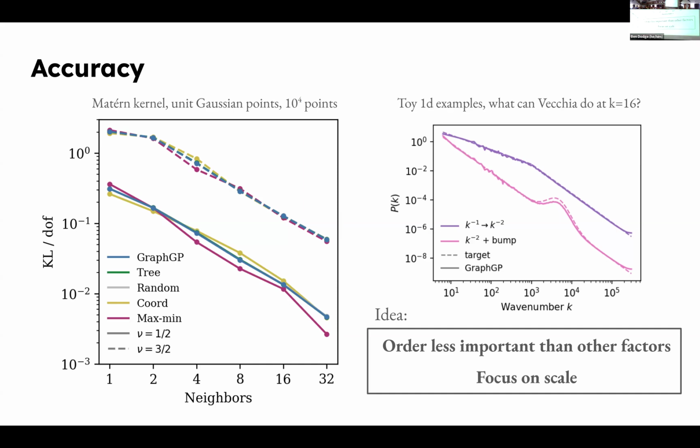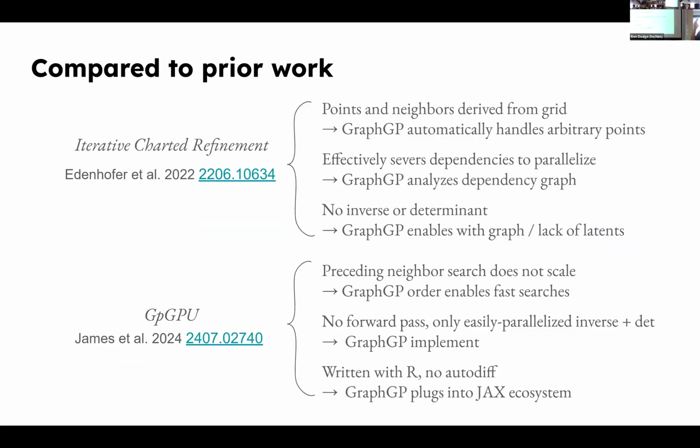Any other accuracy questions? Sweet. Okay, so compared to prior work, I have a laundry list of things. The iterative charted refinement used to make the previous map I showed is kind of the only thing that's been able to scale to our scales.